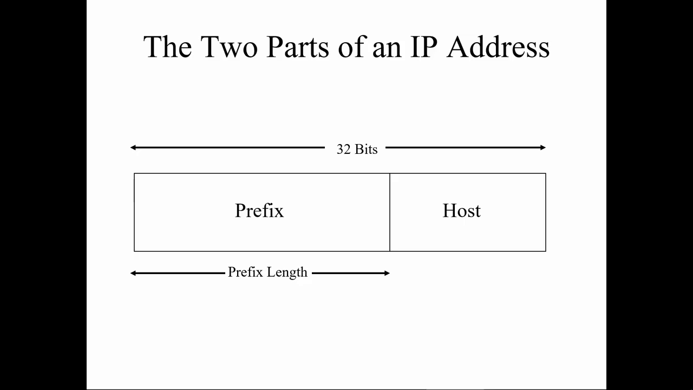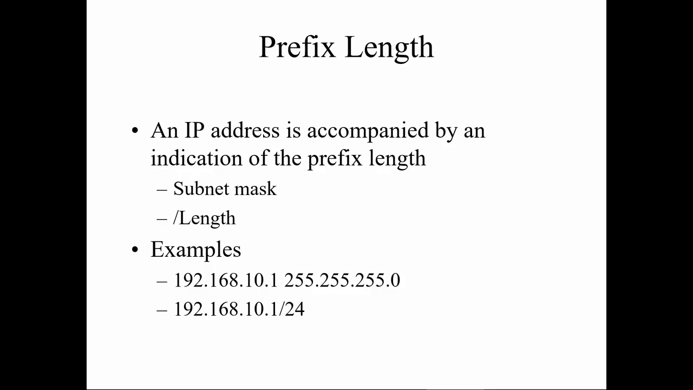An IP address is accompanied by an indicator of the prefix length. This is normally known as a subnet, and it's sometimes written in dotted decimal form, which is 255.255.255.0, or in slash notation, /24, for example.